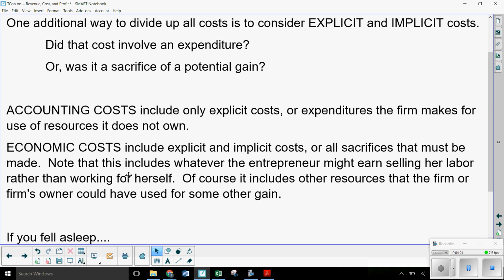When we think more broadly, economists would say, well, you're ignoring a huge chunk of the costs. There are also implicit costs, sacrifices that the firm or the firm owner has to make. They're gains that person could not accrue because they've chosen to produce this product.